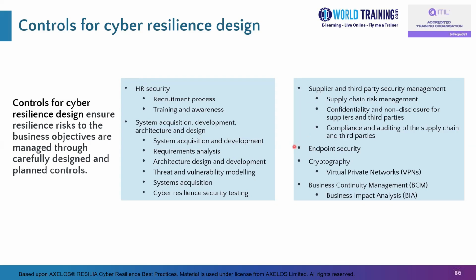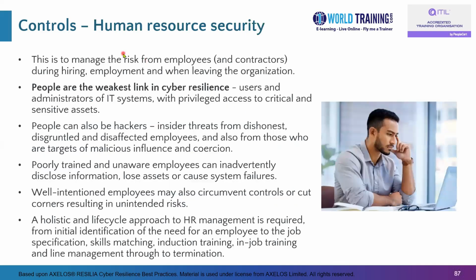Then we move on to another control, which is endpoint security, followed by cryptography, and we will also look at virtual private networks or VPNs under cryptography. And then lastly, business continuity management or BCM, touching upon business impact analysis or BIA. So we first begin with human resource security.